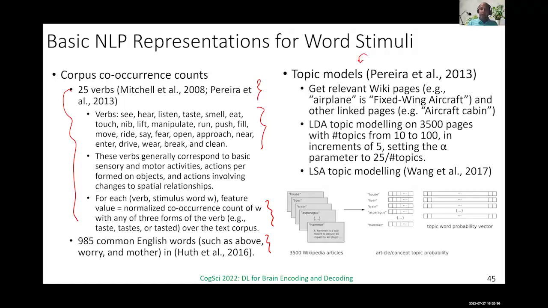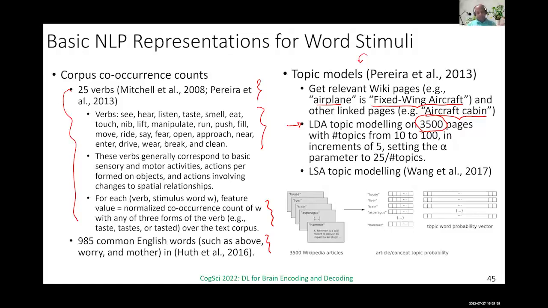Topic models. People have also used topic models like LDA. Topic modeling using LDA. The way you do this is, given the words, get relevant wiki pages associated with those words. For example, for airplane, get this particular Wikipedia title page, and then also try to figure out other linked Wikipedia pages like aircraft cabin, right? That gave them essentially 3,500 pages. Now, out of those 3,500 pages, you could run LDA. LDA is a technique for doing topic modeling. It's more like clustering on text in some ways, right?